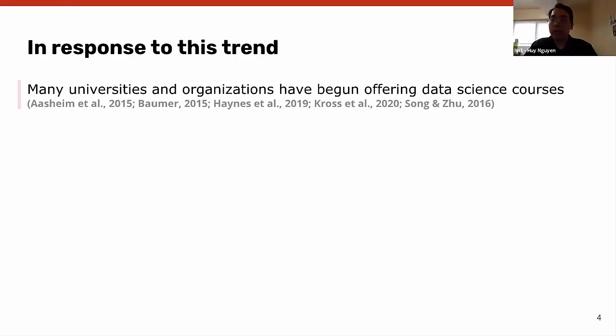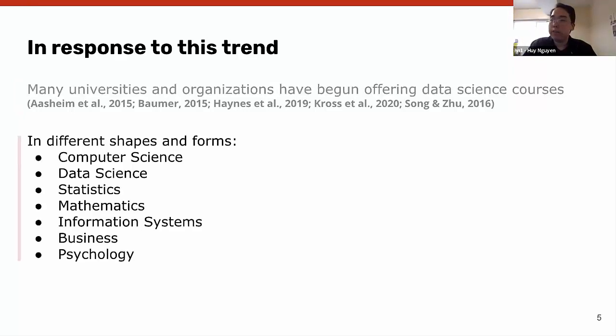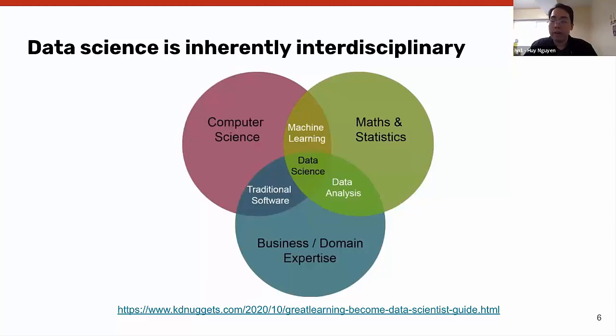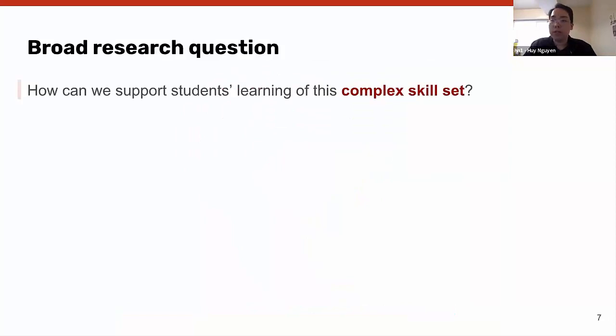So in response to this trend, many universities and organizations have begun offering data science courses, and this comes in many different formats and flavors. So for example, here is a list of departments where you can expect to find a data science course offering across different universities. And this is not surprising because data science itself is a very interdisciplinary domain that intersects with computer science, math, and also specific domain expertise. So that leads to the question of how can we support students' learning of this complex skill set?